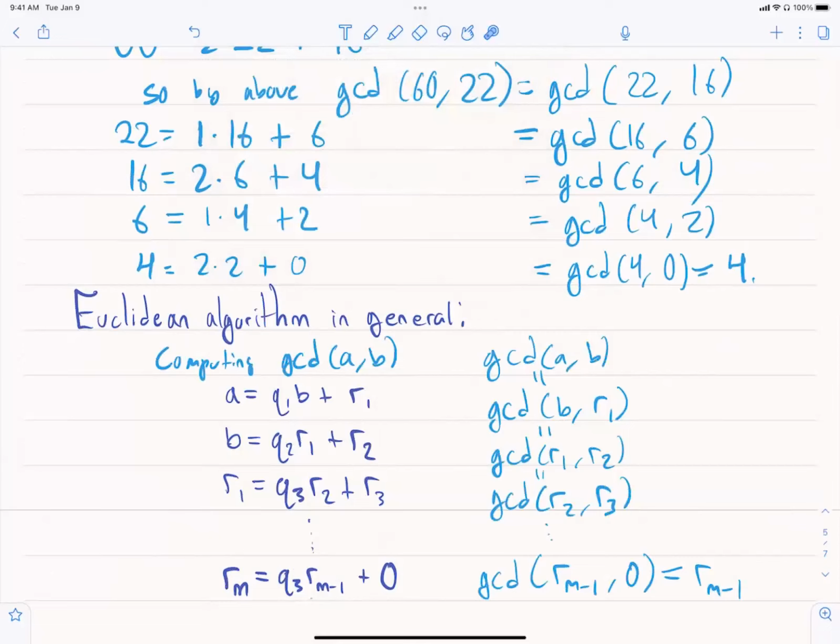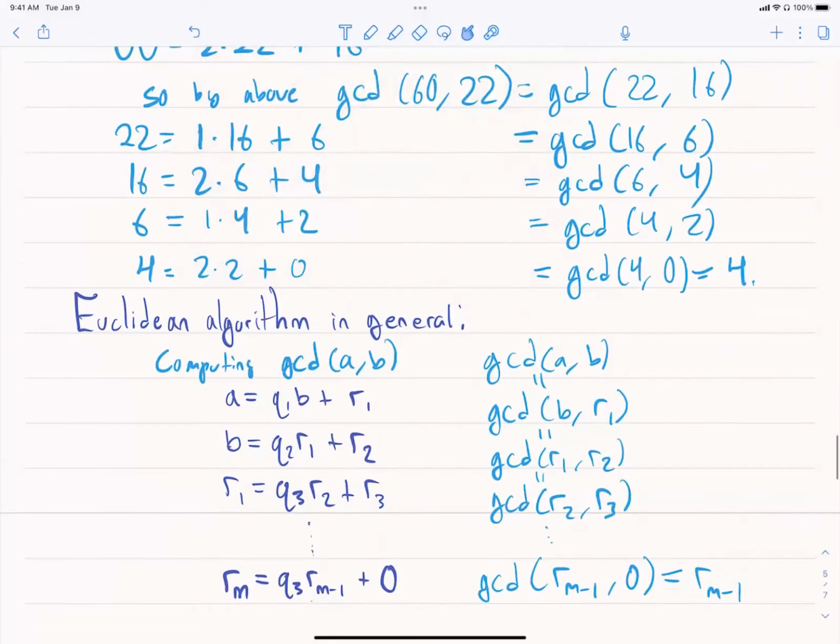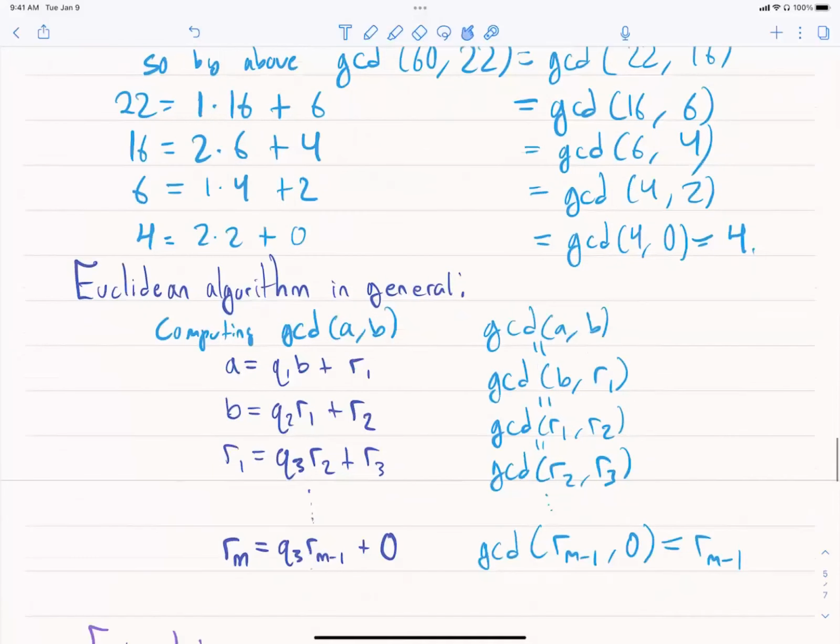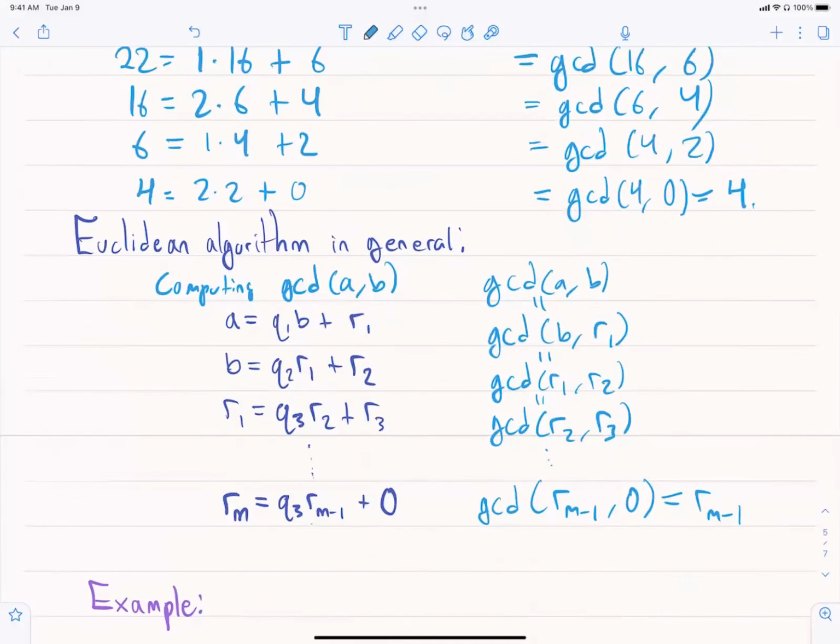So if you keep on doing this over and over, eventually you're going to get something where this thing exactly divides this thing, and then the remainder will be 0. Once you get to that point where the remainder is 0, you're done, and you just take the last remainder you had. So the GCD of A and B is the last non-zero remainder.